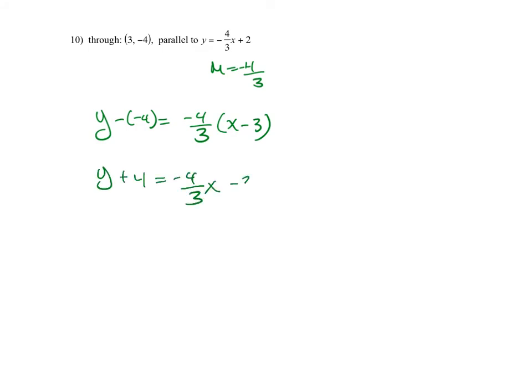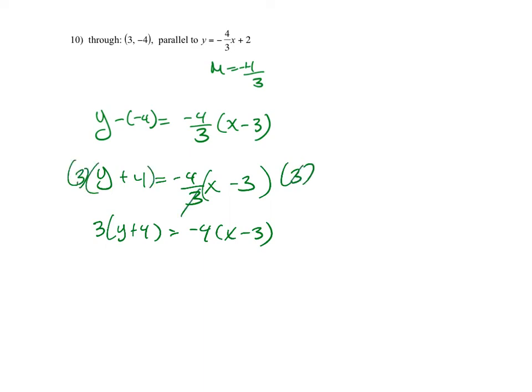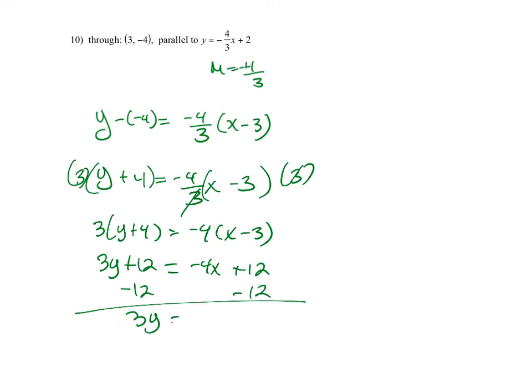When my slope is a fraction and I'm solving and simplifying this type of equation, we can start by multiplying by 3 on both sides. So 3 times y plus 4 equals negative 4 times x minus 3. Because I'm multiplying by 3 on both sides, I'm canceling that fraction right here. So 3y plus 12 equals negative 4x plus 12. Minus 12 on both sides. So 3y equals negative 4x, and divided by 3, y equals negative 4/3 x.